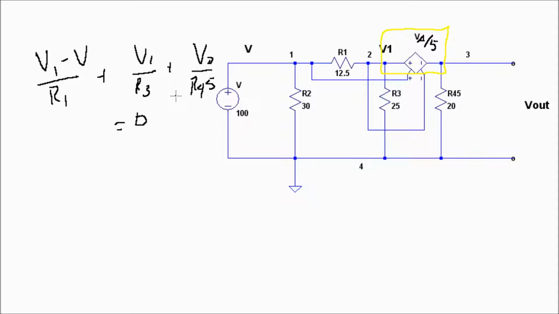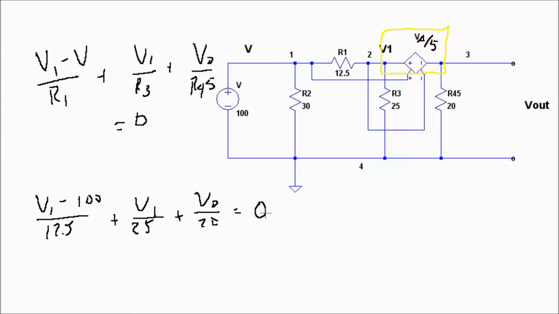Alright, so let's put some numbers in here. We know what V is. V1 minus 100 divided by R1, which is 12.5, plus V1 over R3, which is 25, plus V out divided by 20. All that adds up to 0.